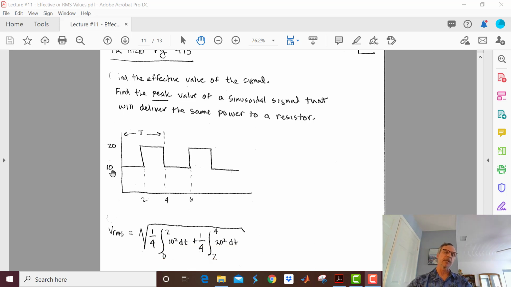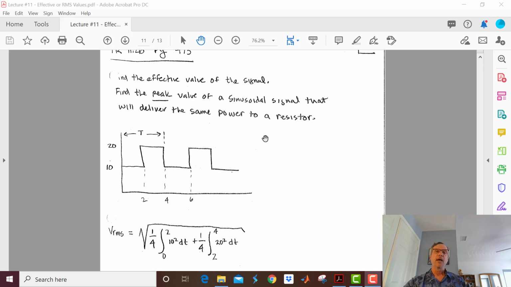So I'm given this signal, and it looks like it goes from 10 volts, and then after 2 seconds, it goes up to 20 volts, and then it repeats. So it's a periodic signal. So I want to find the effective value of this signal, or the RMS value, and then I want to find the peak value of a sinusoidal signal that would deliver the same power to a resistor. So I take it back. We are going to see our 0.707s in the end.